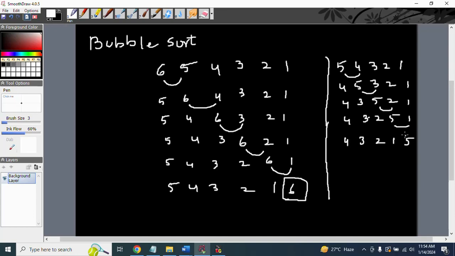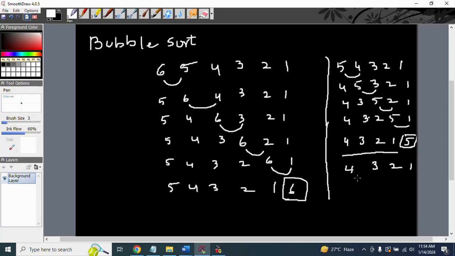So what is happening in the second iteration? The second largest element got settled in its right position. So what I am left with is the remaining 4 elements. So repeat this process on remaining 4 elements. So like this it will continue till all the elements are sorted.